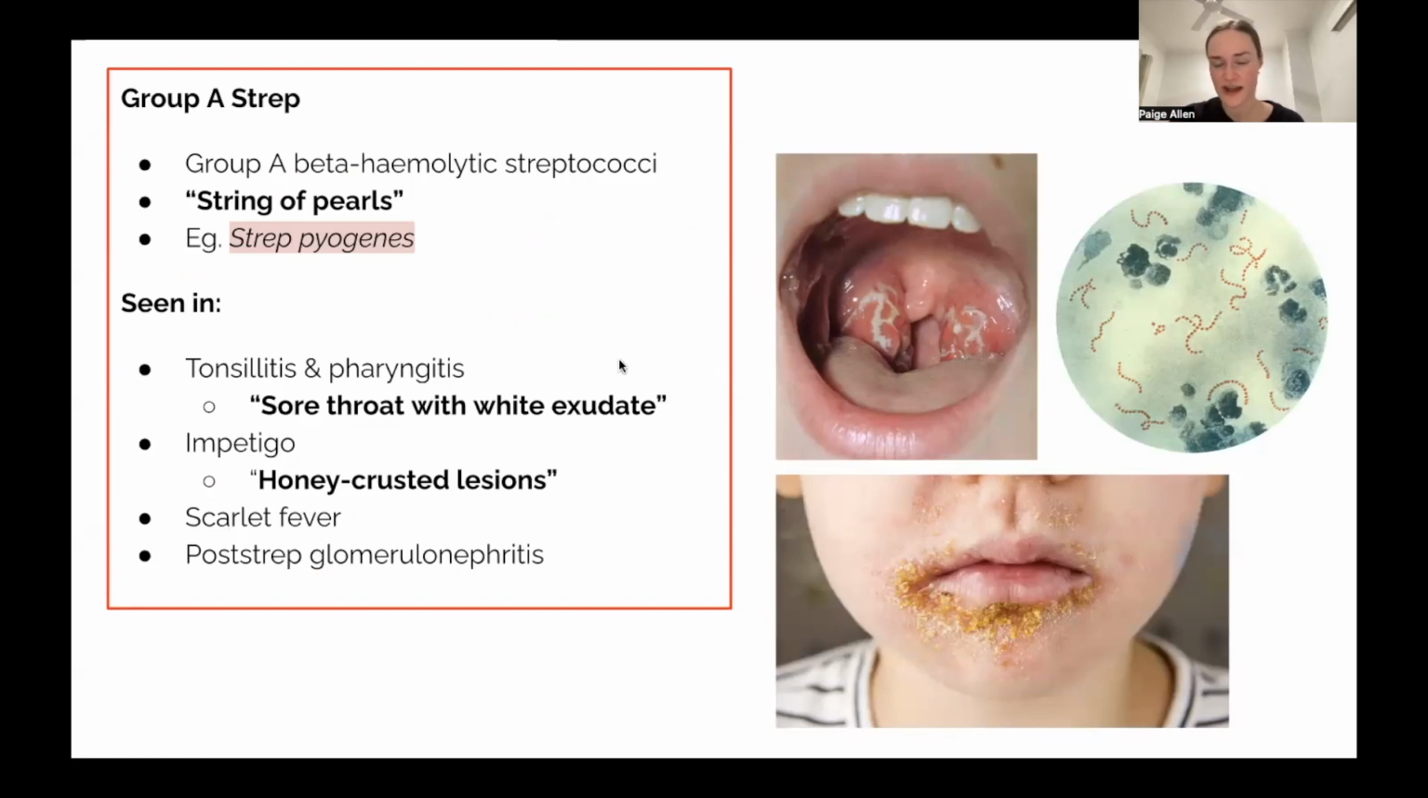The conditions that you'll actually get group A strep in will be like tonsillitis and pharyngitis. So often someone has a sore throat with white exudate, like it's some sort of bacterial tonsillitis. Or it can be impetigo. So that's this one, where you get these classic honey crusted lesions. The other two conditions, scarlet fever and post-strep glomerulonephritis, are the kind of keys that, hey, there might be some group A strep going on here.